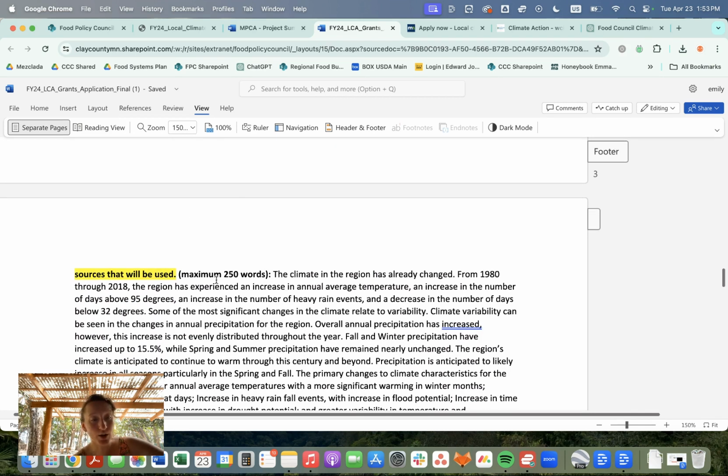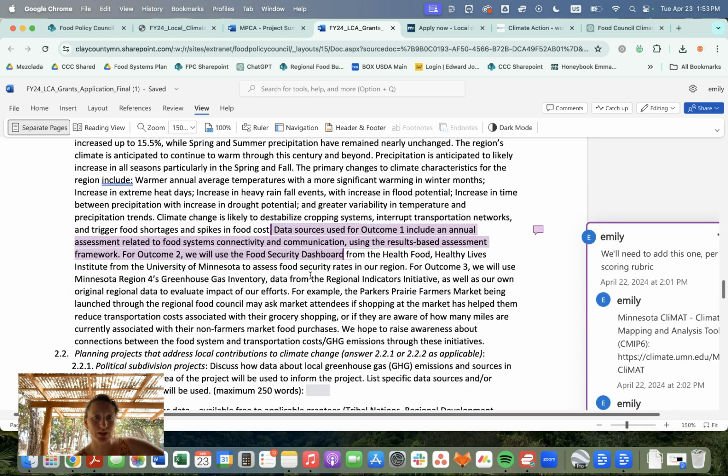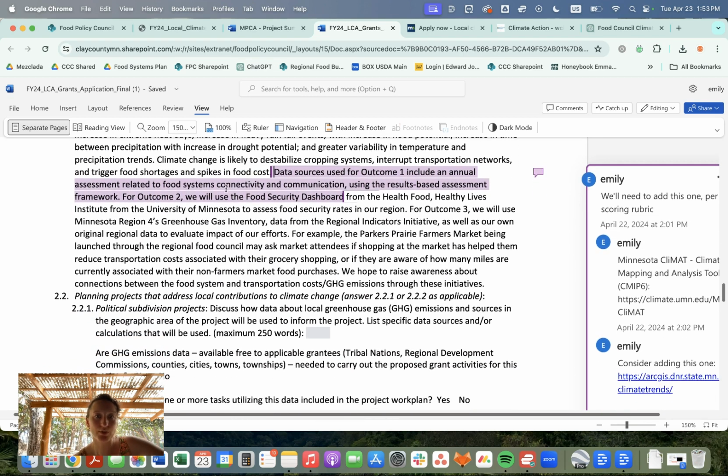I'm still not 100% sure if we're going to need to include this section based on the fact that we're doing an implementation project, but I think it's still important to have a data-driven process. So the idea that came to mind was, okay, we should probably also be doing an annual assessment as it relates to our food systems work, so we can look at food systems connectivity and communication, since that was one of our highest priorities. We can use the results-based assessment framework. That's something that I'm trained in. My entire team at Community Consulting is trained in.